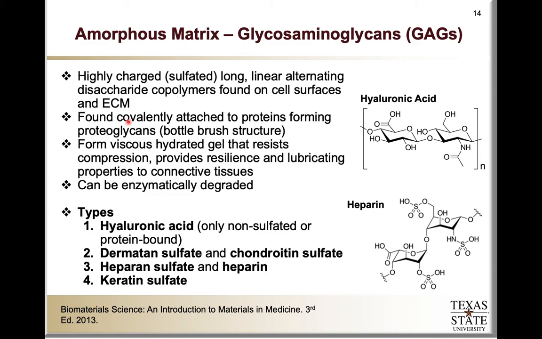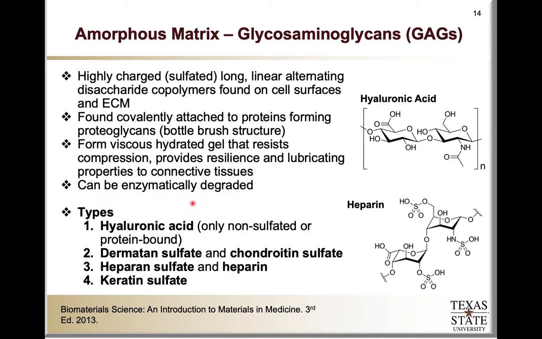They are found typically covalently attached to proteins as opposed to being in soluble form, although some of them are found independently. And when they are attached to proteins, they are known as proteoglycans, and they would have a structure similar to a bottle brush, where basically the glycosaminoglycan extends from the protein itself. They form viscous hydrated gels that resist compression and provide resiliency and lubrication to the tissues. They can also be enzymatically degraded.